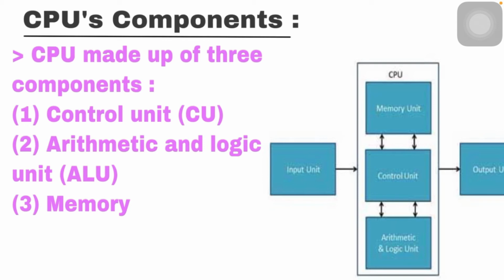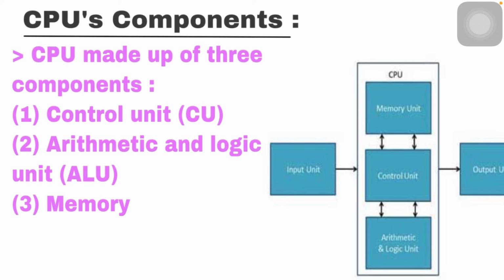The first part is the control unit, also called CU. Then the second one is the ALU. The ALU stands for arithmetic and logic unit, and the last one is memory. There are two types of memory present in a CPU. The first one is ROM, which is called read only memory, and the second one is RAM, which is called random access memory. So there are two types of memory present in the CPU memory.